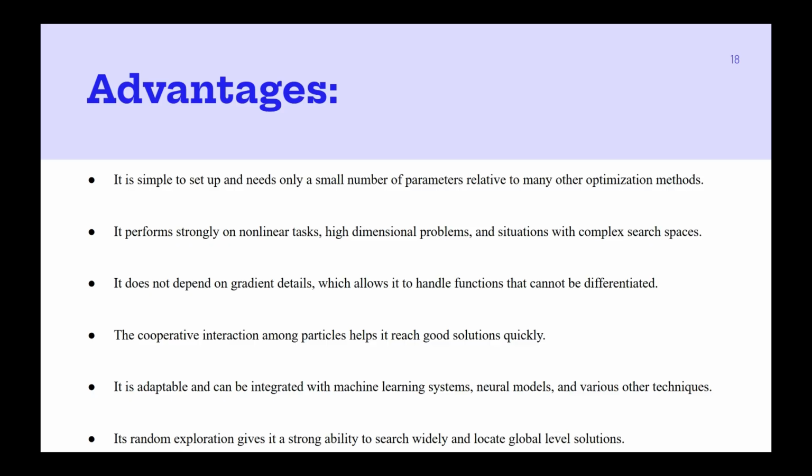Next is the cooperative interaction among particles. It helps to reach the solutions which are actually good very quickly. Next one is that it is adaptable and can be integrated with machine learning systems, neural models, or various other techniques. And the final one is that its random exploration also gives a strong ability to search widely and locate global level solutions more quickly.